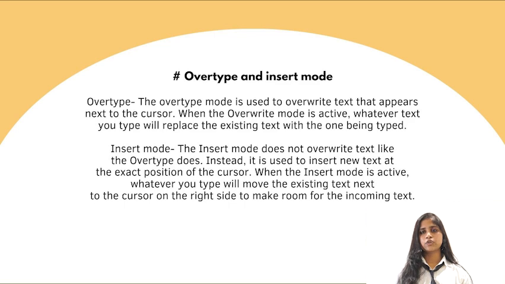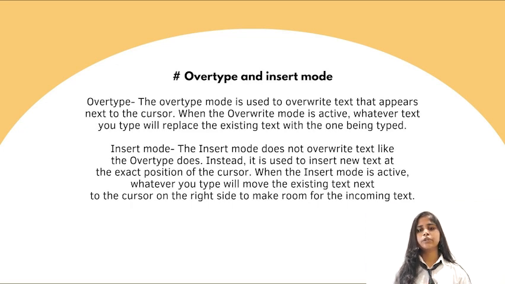Now coming to the next topic, that is overtype and insert mode. How can we use this? We will see it also in steps. So first of all, we will see about overtype and insert mode. Overtype mode is used to overwrite text that appears next to the cursor. When the overwrite mode is active, whatever text you type will replace the existing text.